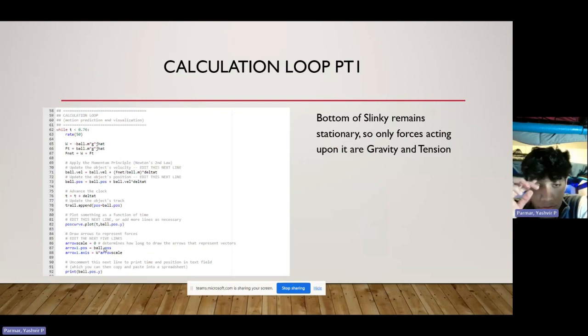So here we have part one of the calculation loop. This involves the part of the video where the slinky is being dropped. So the only forces acting are the force of gravity and the tension force. And the bottom of the slinky remains stationary as it's trying to retract.